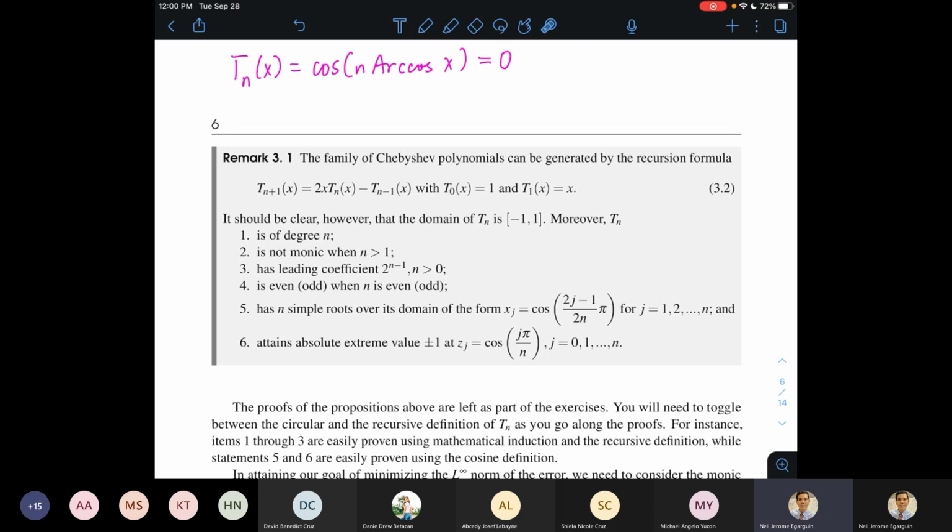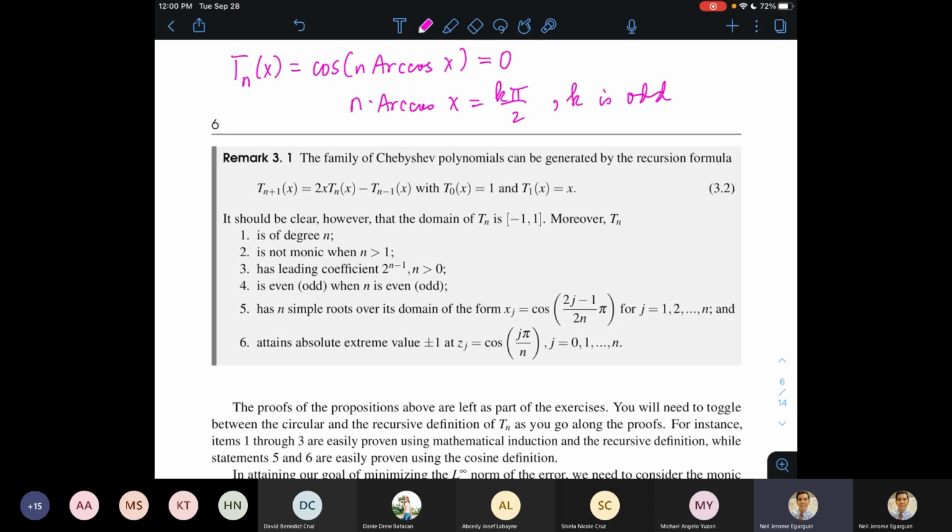Nagsi-0 ang cosine kapag, kailan yung nagsizero ang cosine? Nagsizero ang cosine kapag multiple ni pi over 2. Right? Or odd multiple ni pi over 2. So that means n times arccosine of x should be k pi over 2, k is odd.